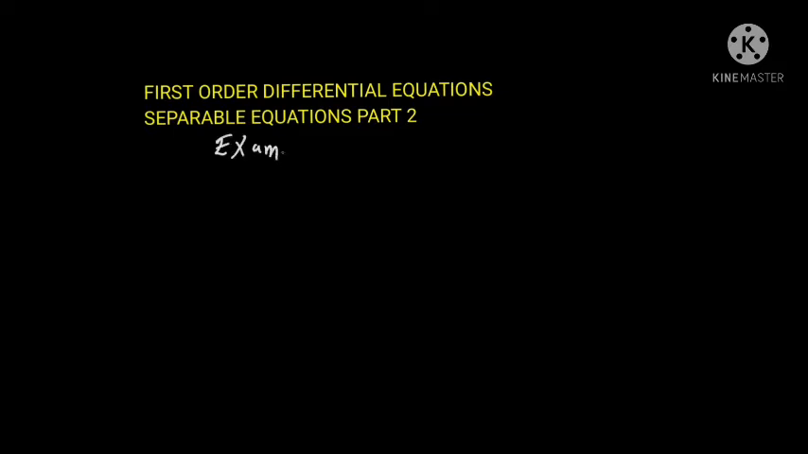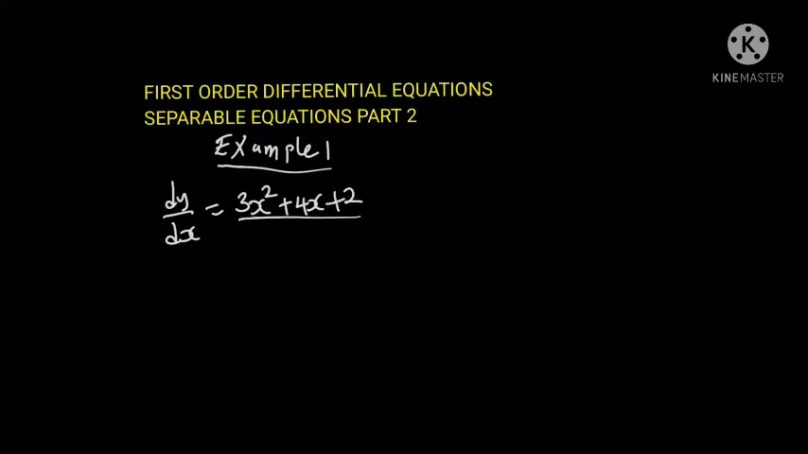Example 1. dy over dx equals (3x squared plus 4x plus 2) over (2y minus 2). In this differential equation, we have been given the initial condition y(0) equals minus 1. Remember, 0 is the value of x and minus 1 is the value of y.